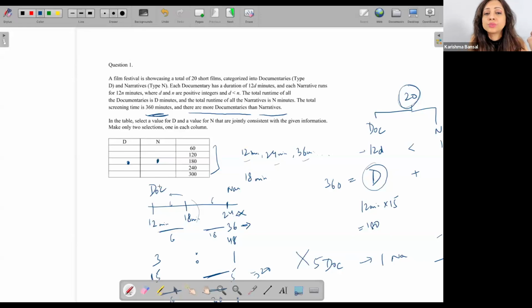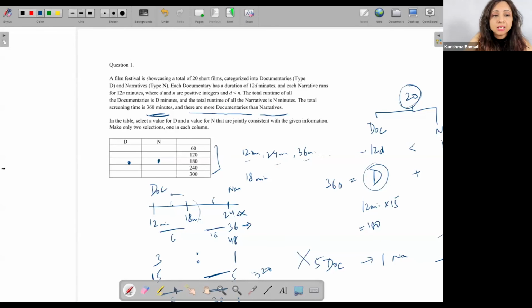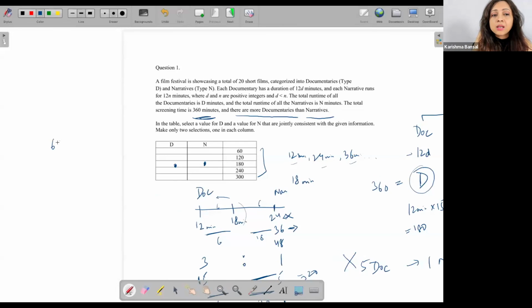For example, over here, let's say if one of D and N is 60, what will be the other one? It has to be 300, because D plus N has to be 360, right? Which means that this is one of the pairs that are possible from the options. I have not calculated anything. All I'm saying is from the options. Then another possible pair is 120, 240. I don't know which is D, which is N. I'm not worried about that as of now.